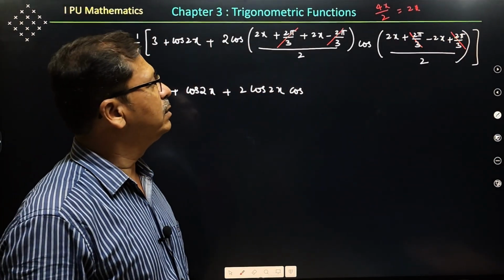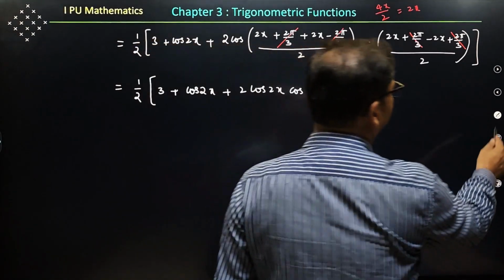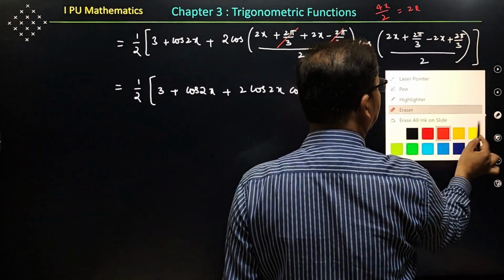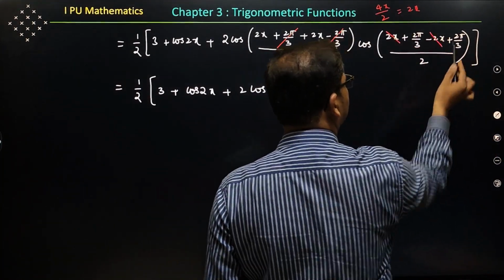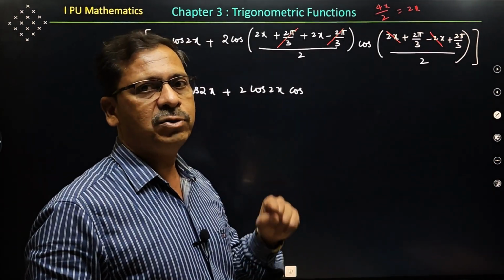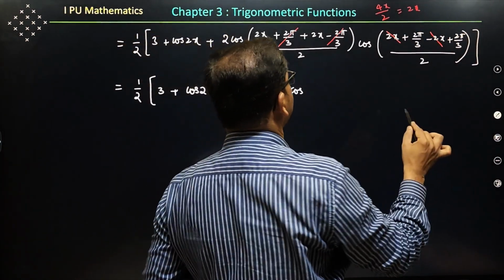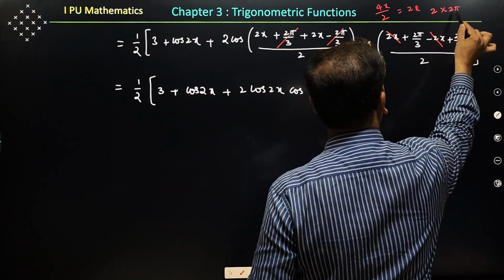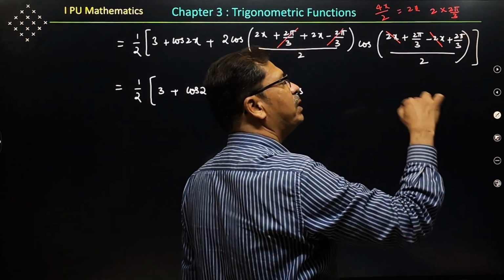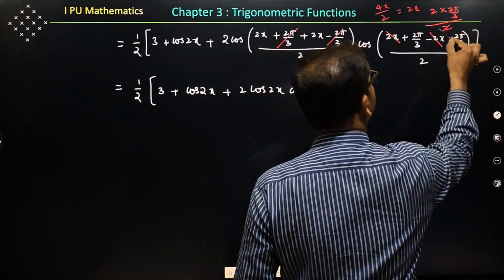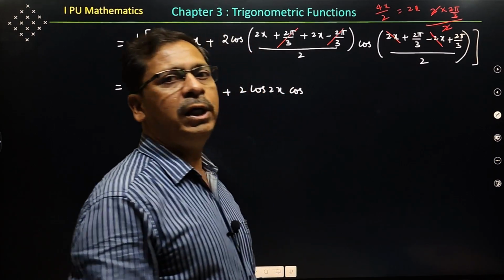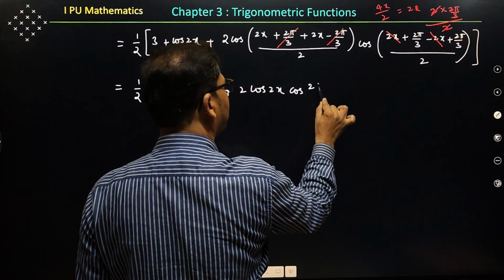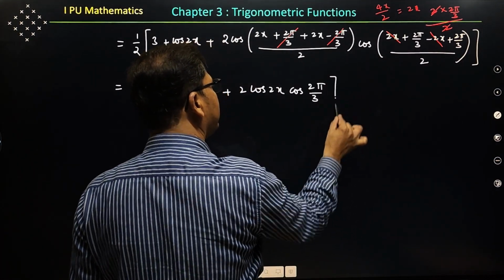Sorry, what I have done? Not this one. Plus 2x and minus 2x cancels. Plus 2 by 3 plus 2 by 3 add up. See, this is leading to how much here? 2 times 2 pi by 3. But this is as a whole divided by 2, so this 2 cancels. What remains? Only 2 pi by 3 remains. So cos of 2 pi by 3, right? Cos 2 pi divided by 3.